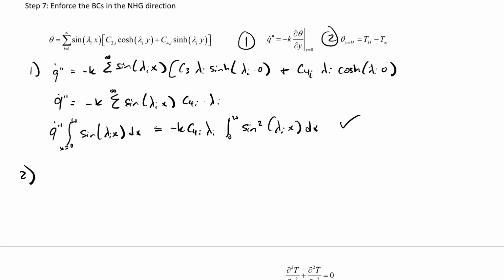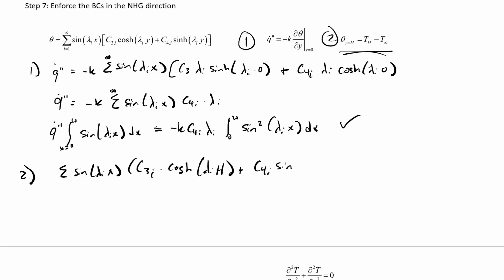So our second boundary condition is this up here, right? And if we enforce that, we end up with the following. So sum of sine lambda I x times C3I times cosh lambda I times h plus C4I sinh lambda I times h is equal to th minus t infinity.